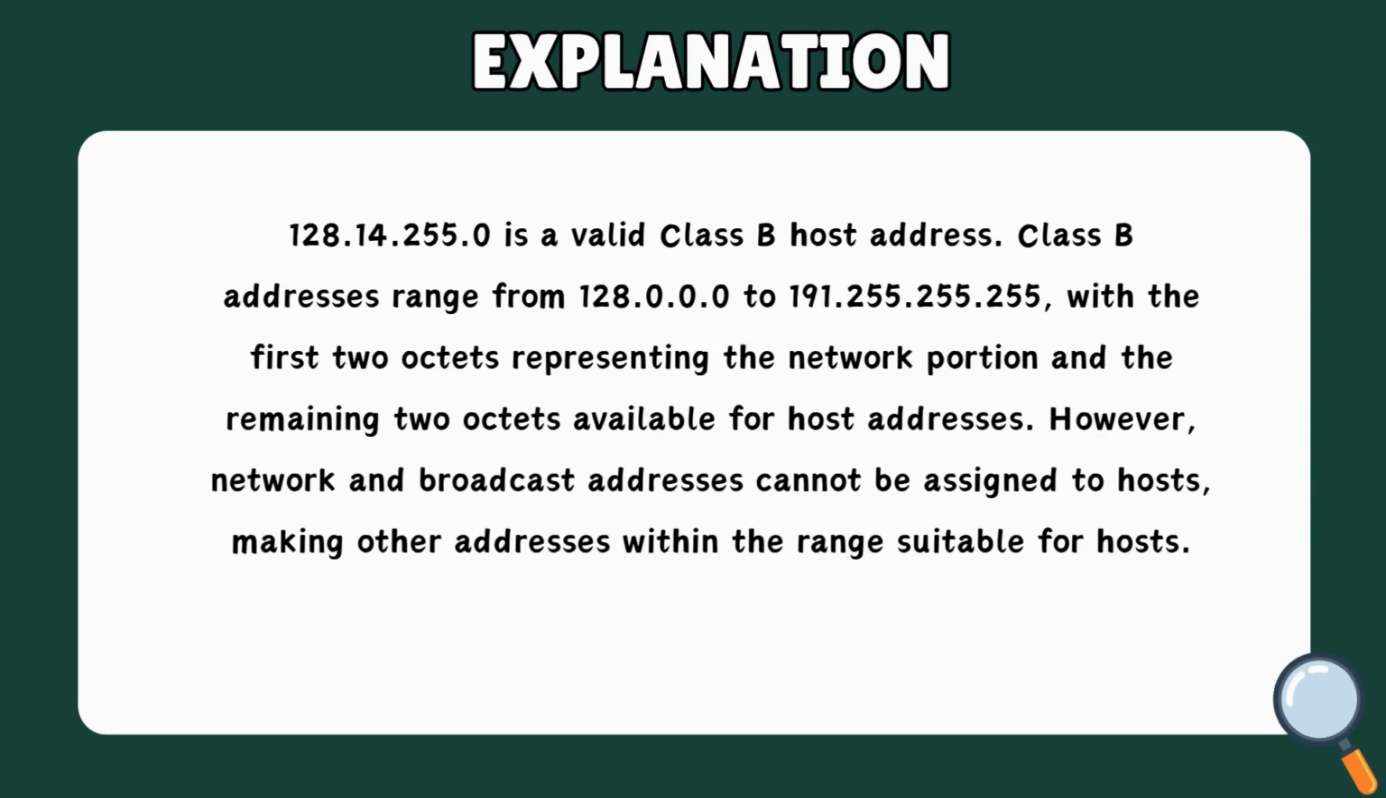Class B addresses range from 128.0.0.0 to 191.255.255.255, with the first two octets representing the network portion and the remaining two octets available for host addresses. However, network and broadcast addresses cannot be assigned to hosts, making other addresses within the range suitable for hosts.